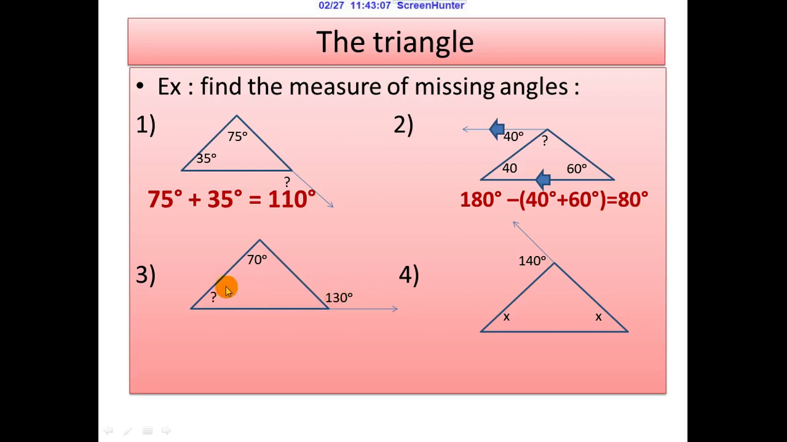It gave me in the third shape 70 degrees, which is an interior angle, and 130 degrees, which is an exterior angle, and this is the missing angle. Now we can do the opposite. Why? Because we know this exterior angle equals the sum of 70 and this missing angle. So how do we find the missing one? By subtracting 70 from 130, it will be equal to 60 degrees.